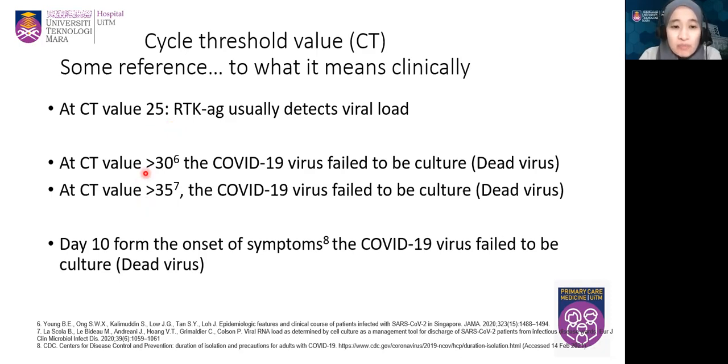Evidence says that a CT value of more than 30 or 35 is basically detecting a dead virus. The reason is that when they try to perform a culture from a patient with a CT value of more than 30 or 35, the virus can't grow. So even though the gene of SARS-CoV-2 is detected in the PCR test, the virus could not be cultured, meaning it is already dead. Different labs may have a different CT value threshold to say the test is negative. By day 10 from the onset of symptoms, the COVID-19 virus failed to be cultured.